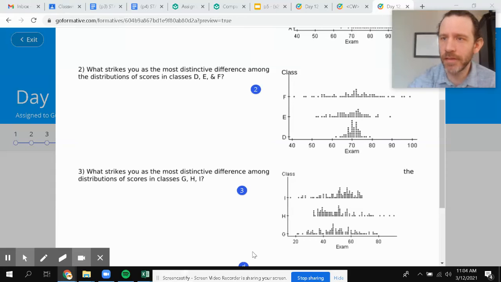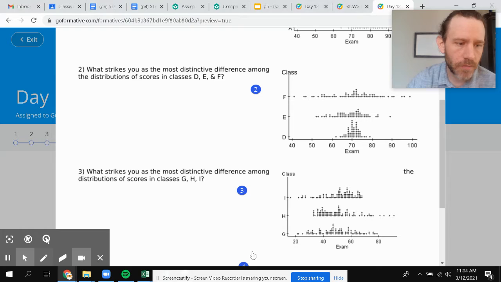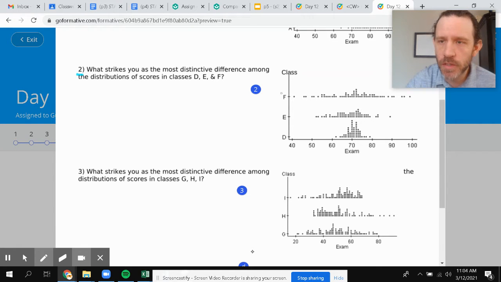All right, we're looking at our second question here, where we look at the differences in distributions. All right, let's take a look at each one. So let's start with F, E, and D. We've identified how they've labeled each of these classes, right? And we're looking at exam scores.